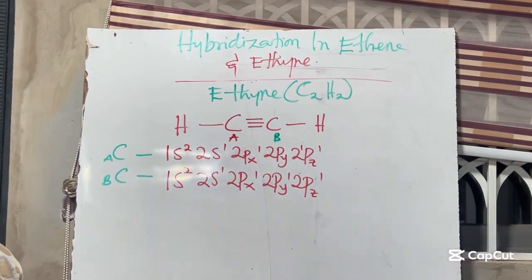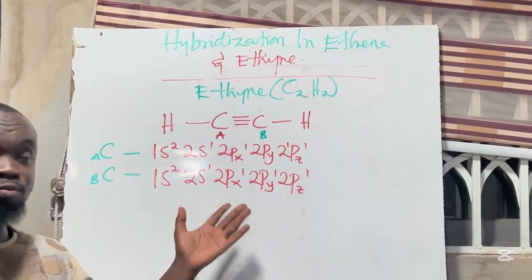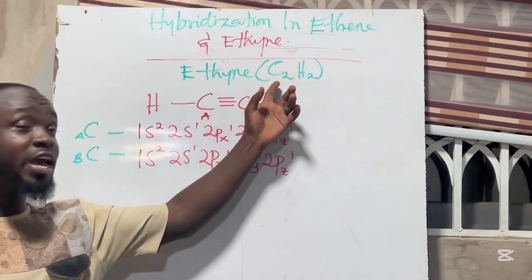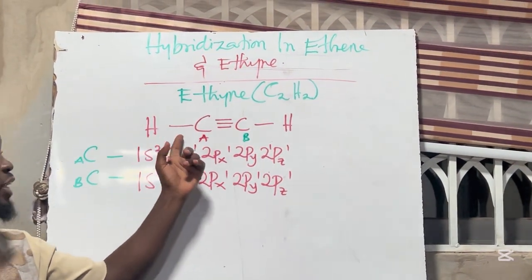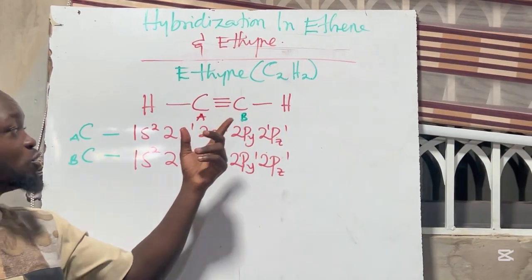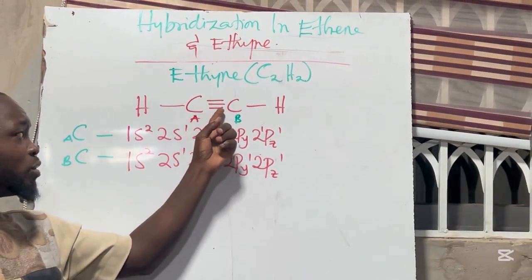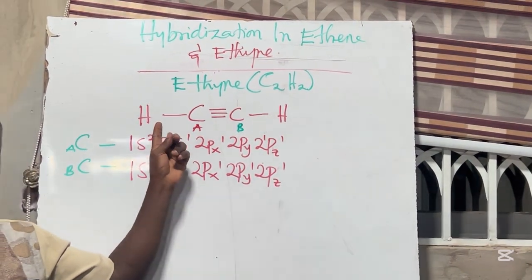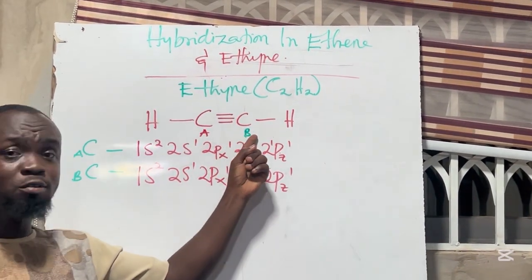So let's look at hybridization in Ethyne as well. Ethyne is an alkyne with a formula C2H2. And this is the bonding illustration in Ethyne in terms of its covalency. I have two carbon atoms here bonded by a triple bond with hydrogen attached on the terminal. Is that okay? I've labeled them carbon A and carbon B.